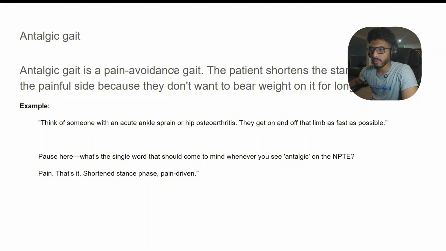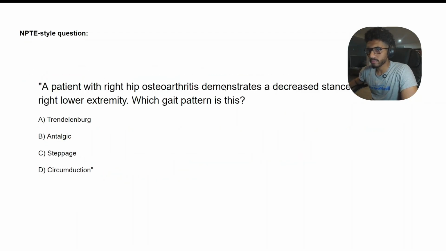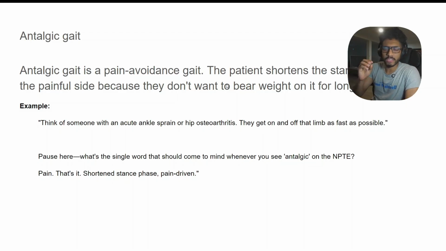So first we are going to the Antalgic gait. Antalgic gait is a pain avoidance gait. The patient shortens the stance phase on the painful side because they don't want to bear weight on it for a long time. So what happens with Antalgic gait is there is pain, for any reason. Because of the pain, they are trying to avoid that pain.